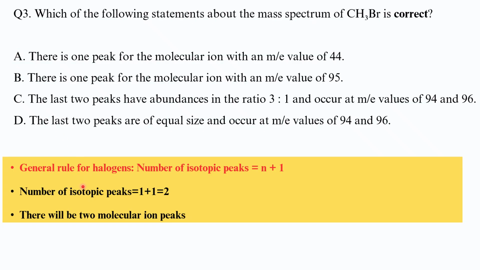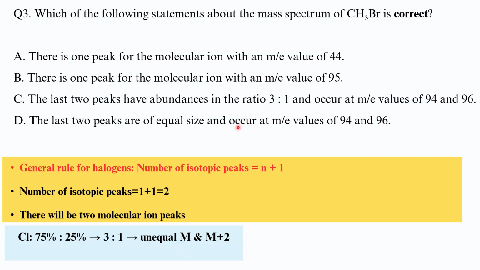So firstly, we will determine the number of molecular ion peaks. We have the formula N plus 1. We can see that there is just one halogen present, so N will be 1. If I calculate it, I will get the number of molecular ion peaks as 2. So I can directly eliminate these 2 options, option A and option B. Now I have to check these 2 options. But in this, I can see that the question shows that there is a height ratio of 3:1.